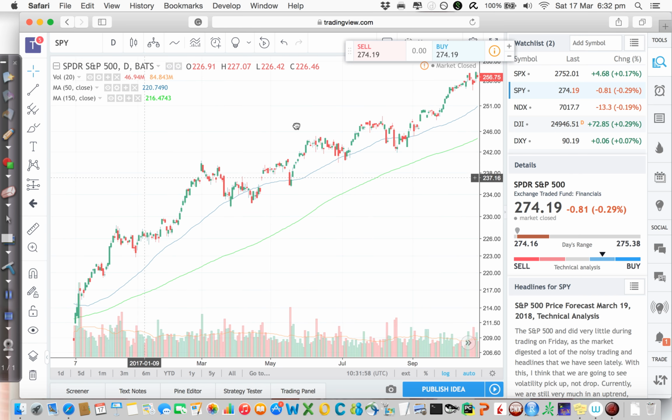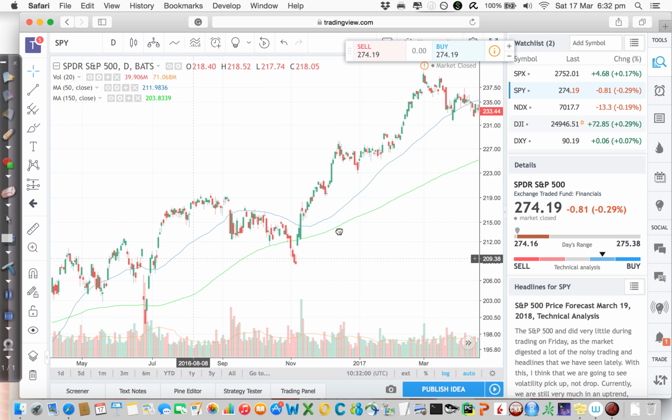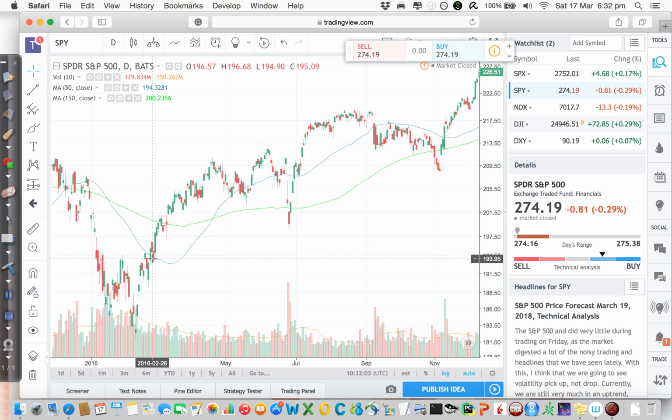Some people use the crossover. For example, here they can decide, okay, we were in a downtrend, now the 50 is going above the 150, so I can buy here. I mean, you can, but I rather use the moving averages for filtering, so to tell me, okay, this moving average is telling me that we are in an uptrend, so you can look for long positions. But I don't take this as a signal.